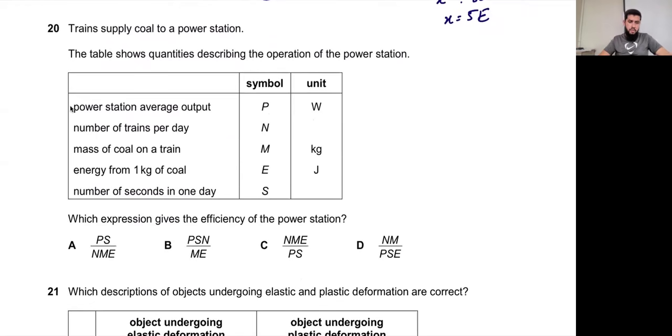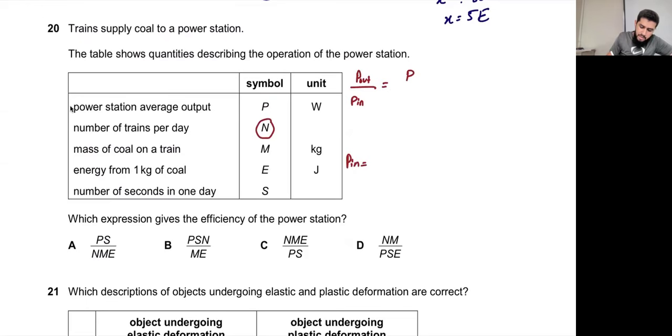This here is also a repeat question. Trains supply coal to a power station. The table shows quantities describing the operation of the power station. Which expression gives the efficiency of the power station? Efficiency is power out upon power input. Now, the power station has an average output of P. So we've got that sorted. P. Let's talk about power input here separately.